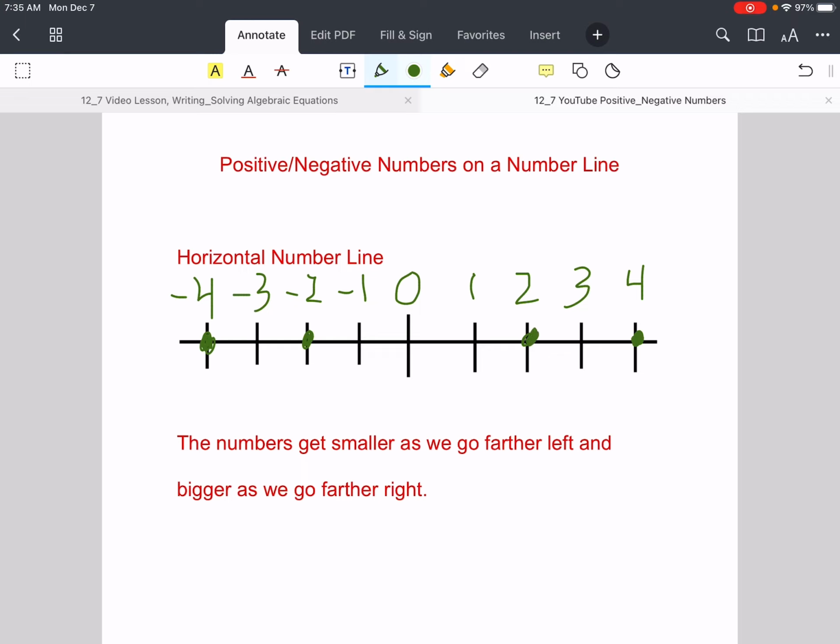So our brain really has to adjust to the idea of negative numbers. But we know that 4 is bigger than 2 because the dot is farther right on the number line. So number lines can make our lives very simple, but they are time-consuming.